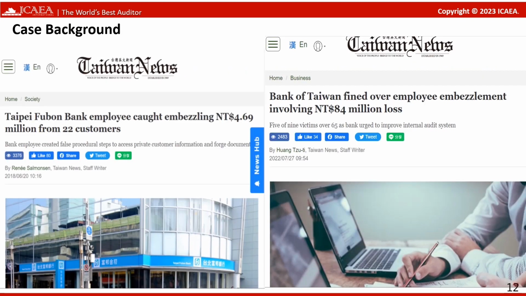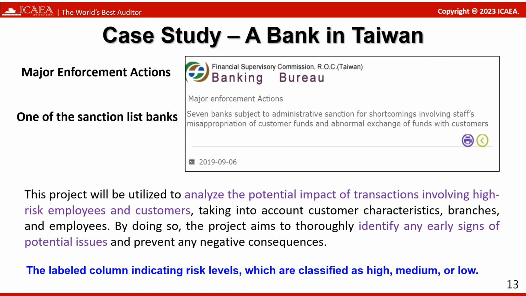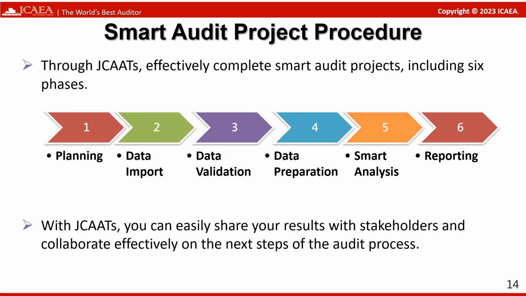The case background is several bank frauds that happened in 2019 in Taiwan. The Financial Supervisory Commission took a major enforcement action against these banks. Therefore, we developed a smart auditing pilot project with one of my clients to improve their internal control for bank embezzlement fraud. The project was carried out in 6 steps.